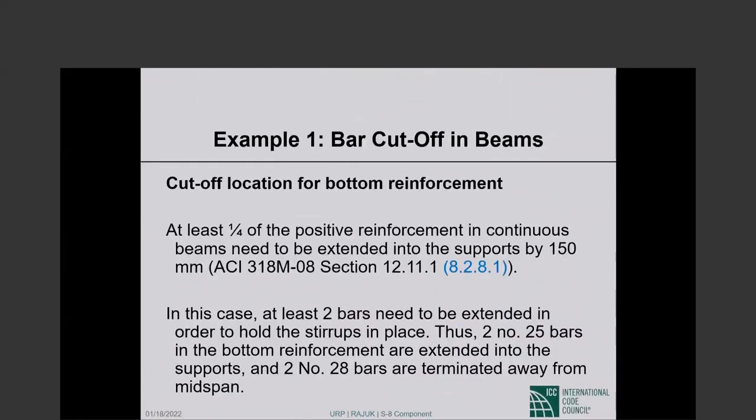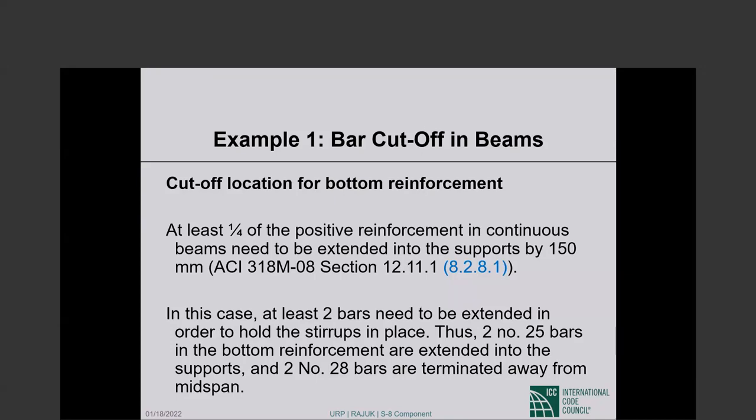Okay. So here are the calculations. At least 1/4 of the positive reinforcement in continuous beams needs to be extended into the supports by 150 millimeters. This is the 8.10 requirement. In this case, at least 2 bars need to be extended in order to hold the stirrups in place. As I said, for construction reasons, you have a stirrup, you need to hang it around bars. So we need at least 2 bars.